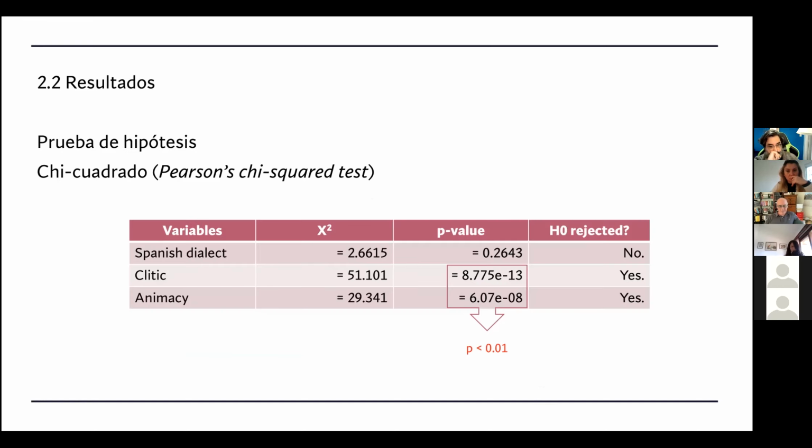En el análisis exploratorio ejecutamos una prueba de chi cuadrado y la distribución de frecuencia de respuesta por dialecto no es estadísticamente relevante, así que no se puede rechazar la hipótesis nula. En cambio, las variables independientes clítico y animacidad sí son relevantes estadísticamente, así que podemos rechazar la hipótesis nula.